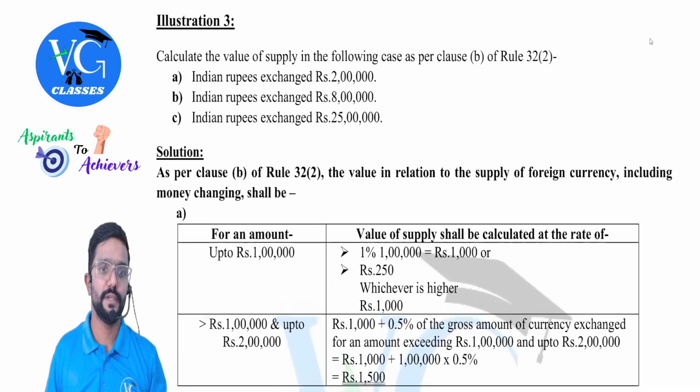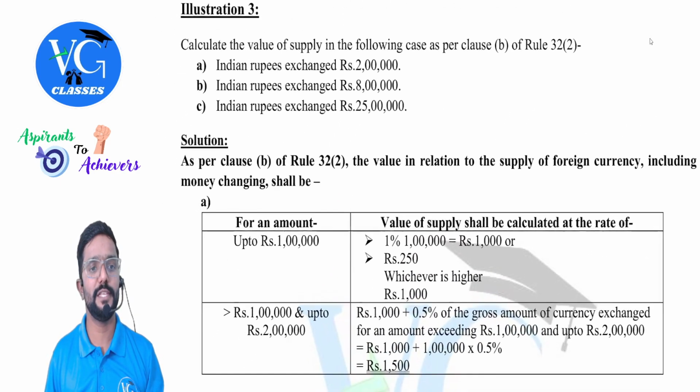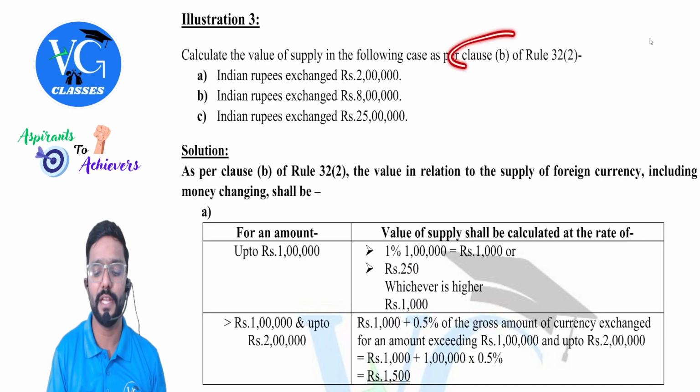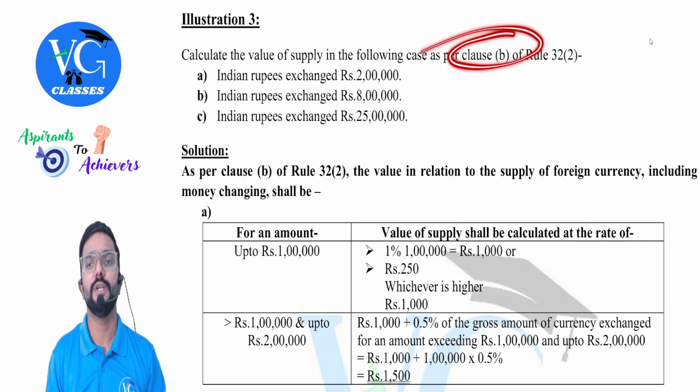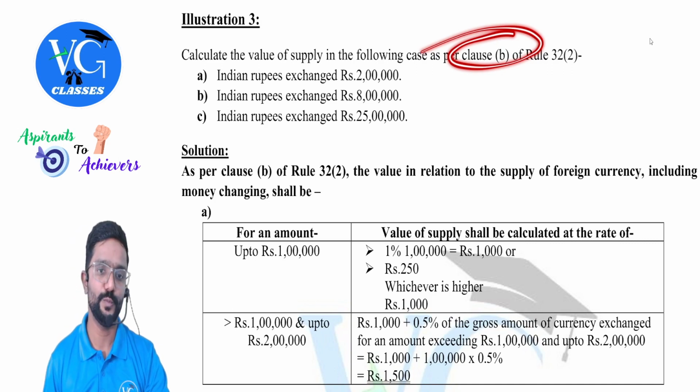Make a note of it. Take down, this is clause B. Please be careful. I have mentioned it anyway in the illustration. If you want, you can also give a heading. Clause B of rule 32, subrule 2.